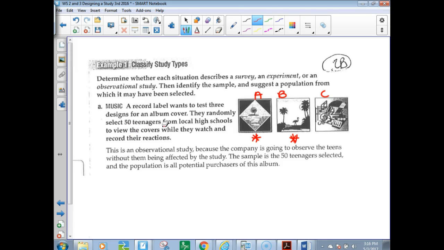They randomly select a teenager at a local high school to view the covers, and watch and record their actions. That's just an observational study. They're only looking at their reactions to them.